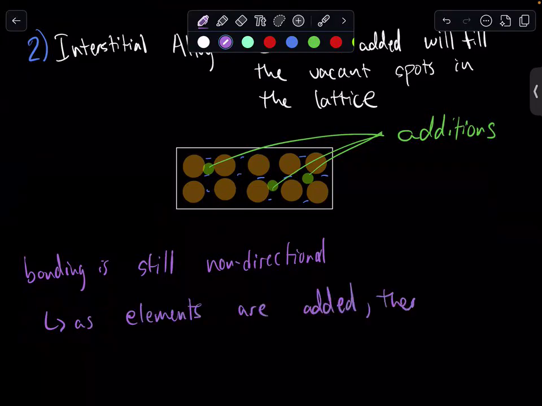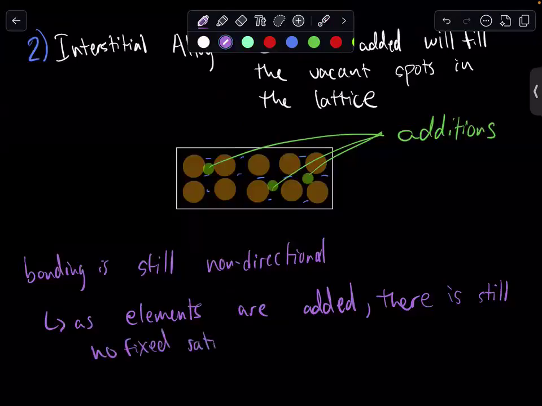there's still no fixed ratio. So it's not like an ionic compound. Still no fixed ratio. And alloys can have different amounts, so there can be different amounts of carbon within the steel, changing the property of the steel.